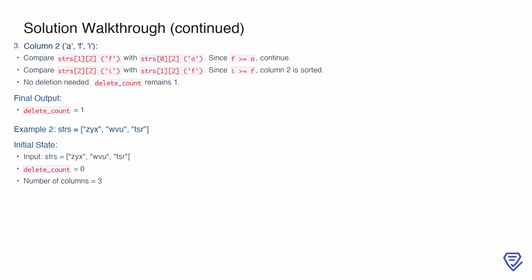Now, in the second example, the input is strs equals zyx, wvu, tsr. Here, we again initialize delete_count to 0, and the number of columns remains 3. Let's analyze the columns one by one to determine which ones are unsorted.